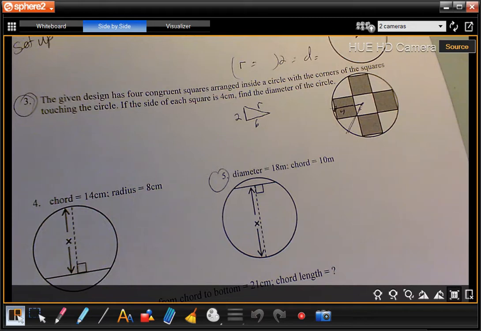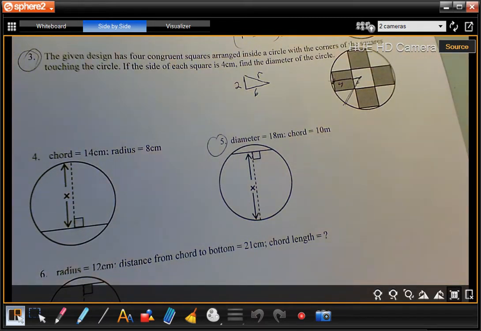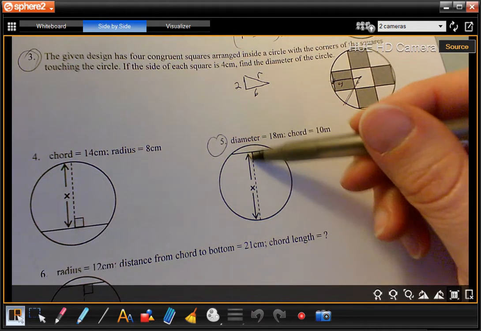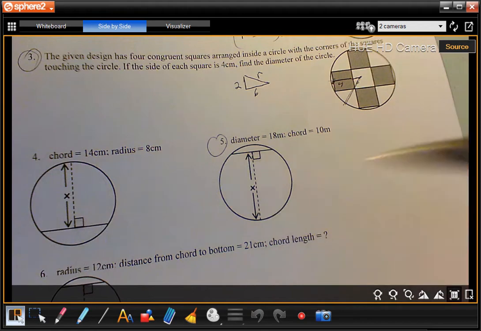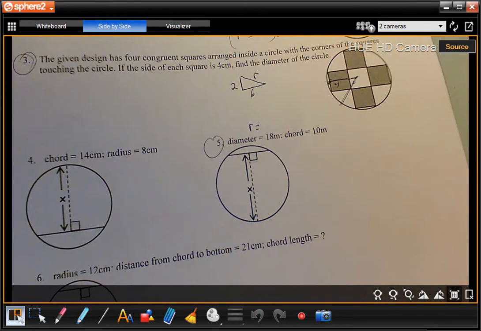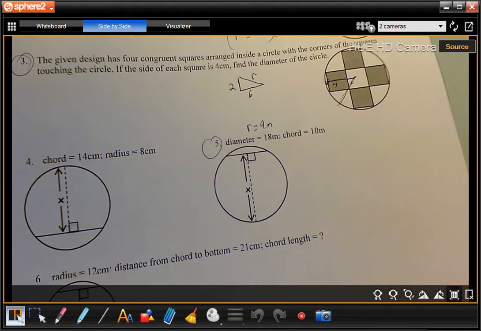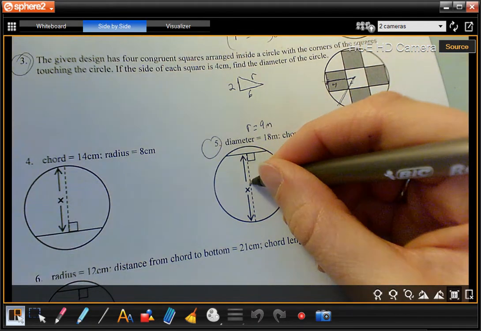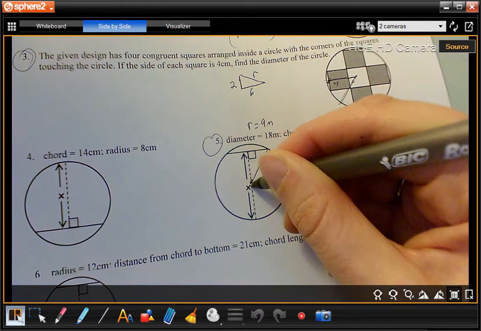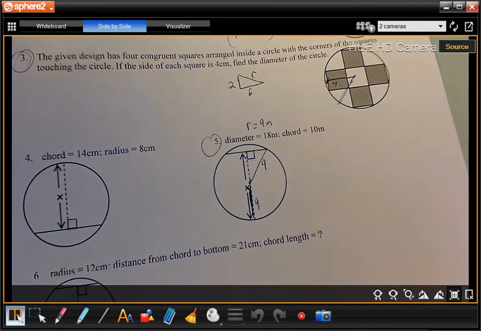So we're looking right here at number 5. Number 5 has a diameter of 18 and a chord of 10. I want to find this length right here. Okay, if my diameter is 18, can you guys tell me right away what my radius is going to be? If you said 9 meters, you're correct. Okay, so 9 meters, we're going to go right here. That's going to be 9. This length right down here is also 9.